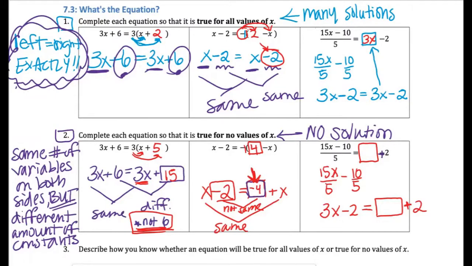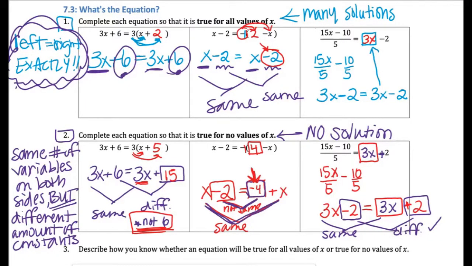Okay, remember, same variable amounts, different constants. So if I look at my constants, they are different. That's good. I need my variables to be the same. So that means I would need to have a 3x in this box. So if I go back up to my problem, I need a 3x. Have to have the same variable amounts, different constants. And that's it.